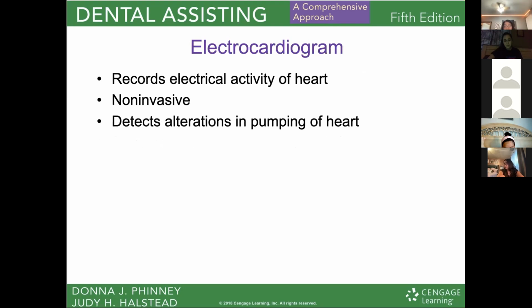Okay, and lastly, an electrocardiogram records electrical activity of the heart. It's non-invasive. Electrocardiography is the recording of the electrical activity of the heart for a period of time by way of skin electrodes. Like I said, it's non-invasive, and such sensors and electrodes detect electrical impulses on the skin and also detect alterations in the pumping of the heart.